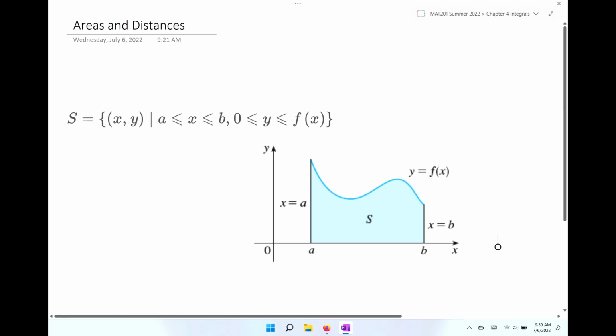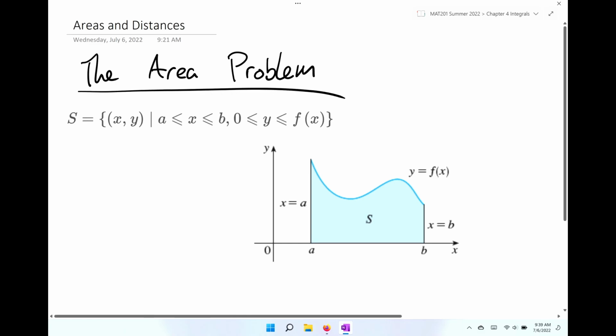Okay, this is the time in the semester where we transition from differential calculus and we're going to start doing integral calculus. And the way that we introduce integral calculus is by defining what we like to call the area problem. All right, and it's a very simple problem when you sit back and think about it.